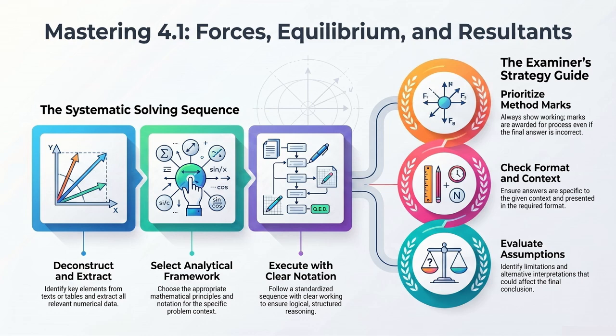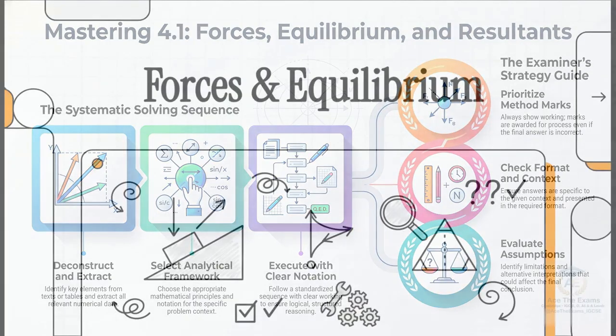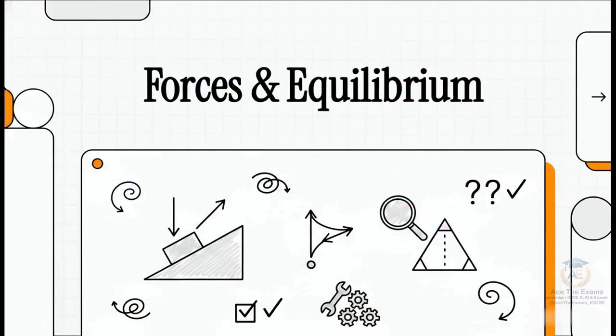Welcome to The Explainer. Let's treat our time together today kind of like a diagnostic clinic. We are diagnosing exactly how Cambridge AS and A-level mathematics students can completely, totally master Section 4.1 on forces and equilibrium. And we're going to focus specifically on resolving forces and calculating resultants. Look, if you've ever felt like you completely know the material, but the marks just aren't showing up on your paper, well, you are absolutely in the right place.